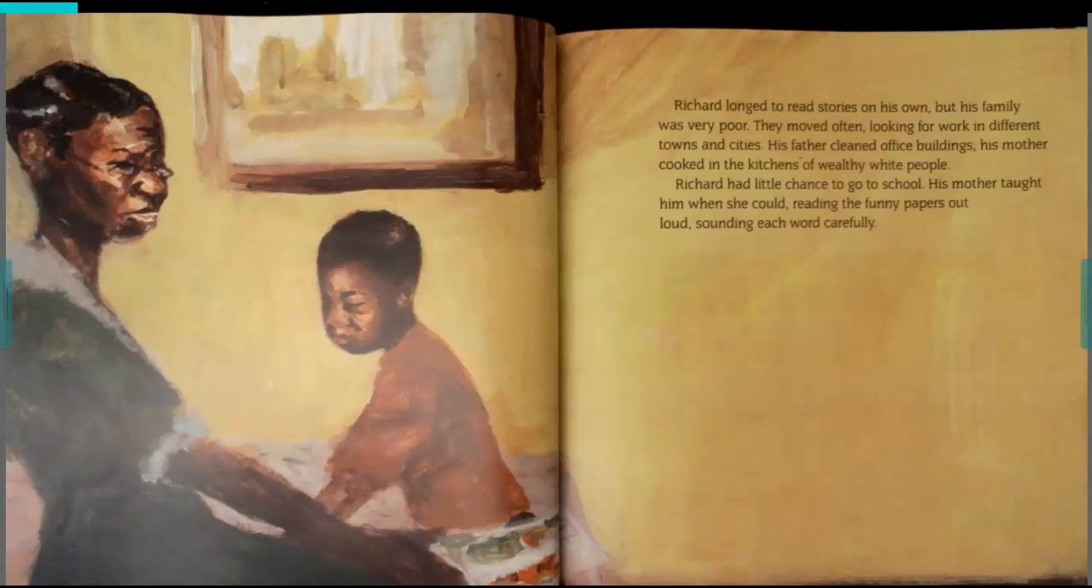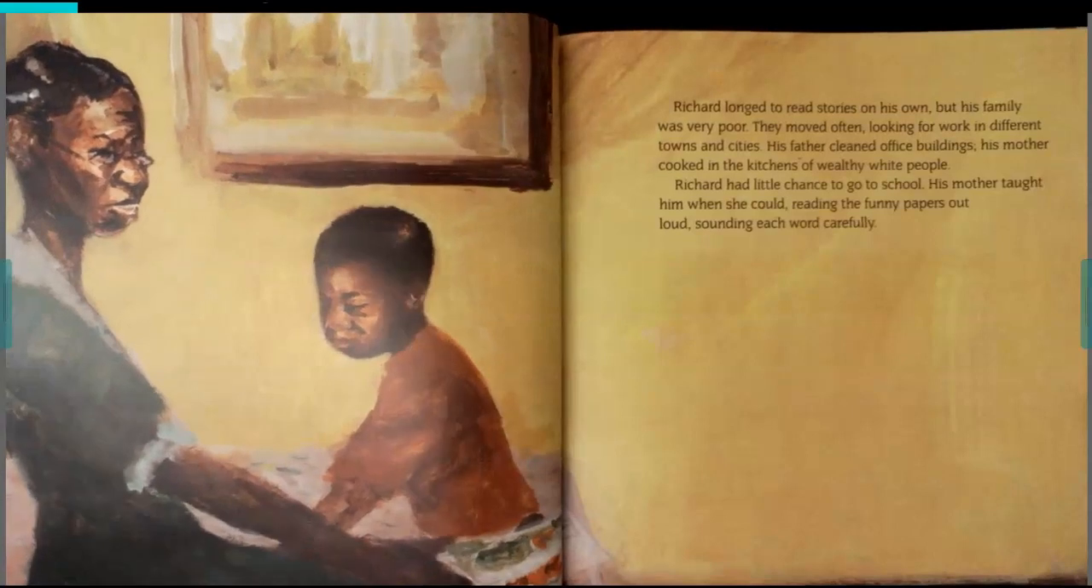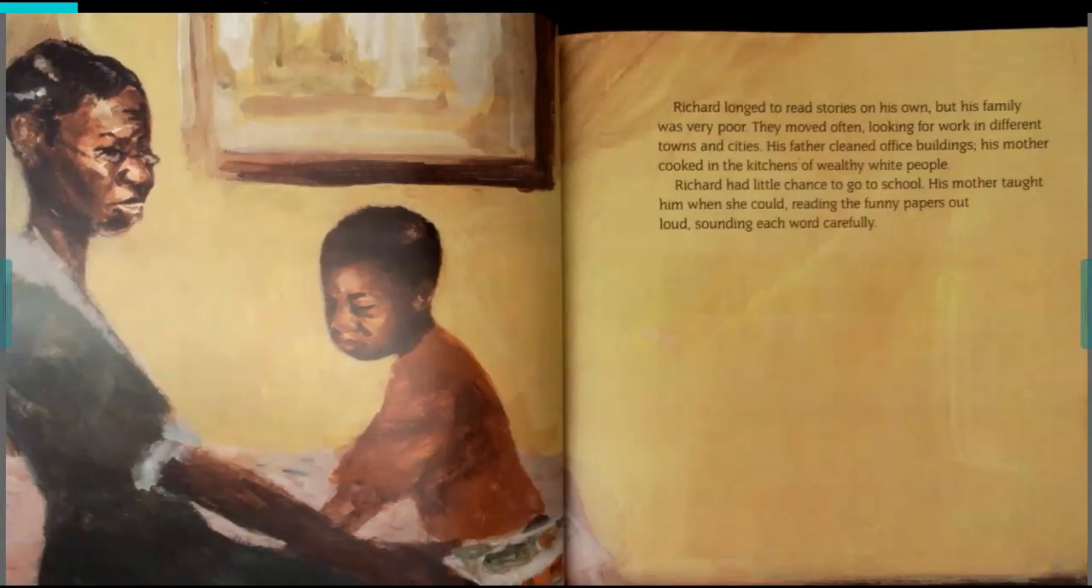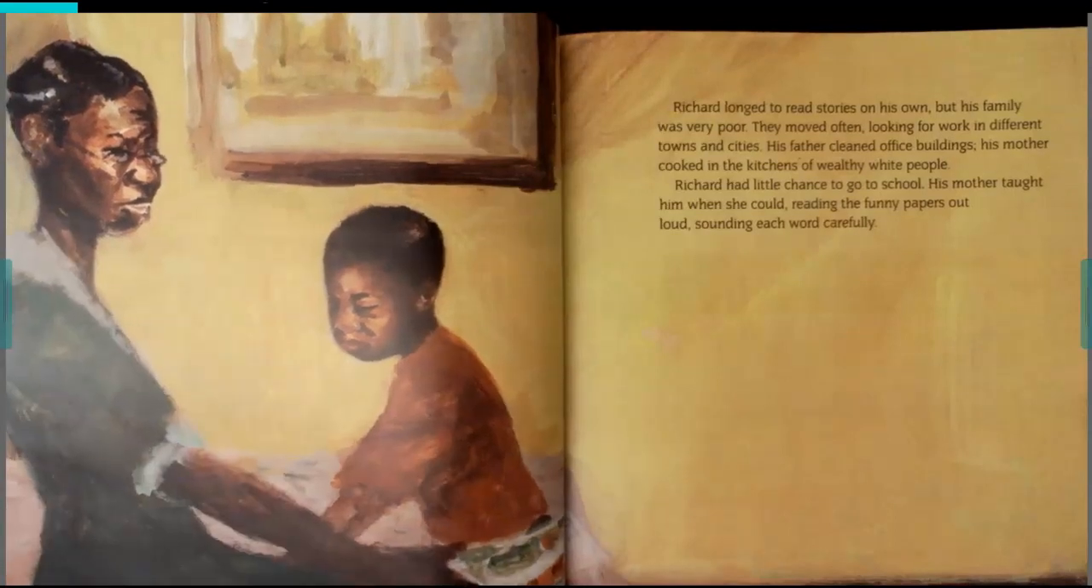Okay, this is going to be your question number 2. What else did we learn about Richard and his family? You could pause and write your answer.